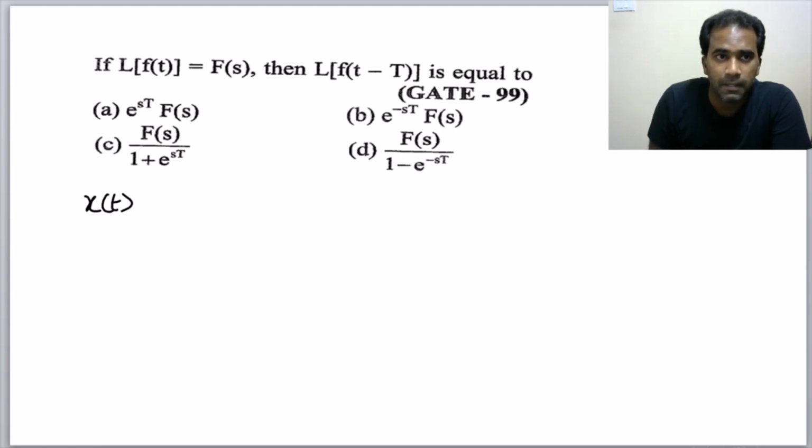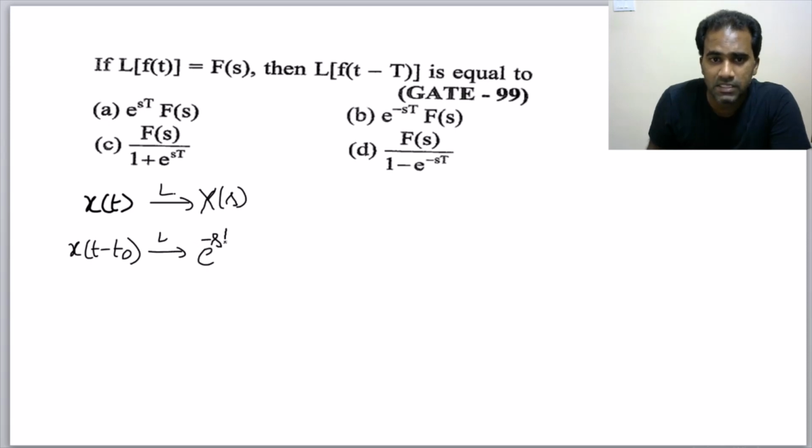If x of t has a Laplace transform of X of s, then x of t minus t naught, the time shifted version of x of t, has a Laplace transform of e power minus s t naught into X of s. T naught is the shifting. So if there is a minus sign in the time domain, in time shifting, there is a minus sign here. So the sign will be the same in the time shifting property.